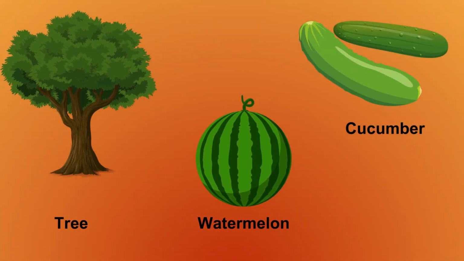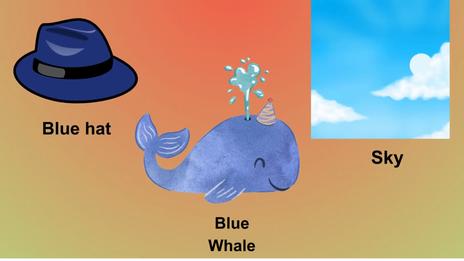This is the green color. And the examples of green color are tree, watermelon, and cucumber. This is the blue color. And the examples of blue color are blue hat, blue whale, and sky.